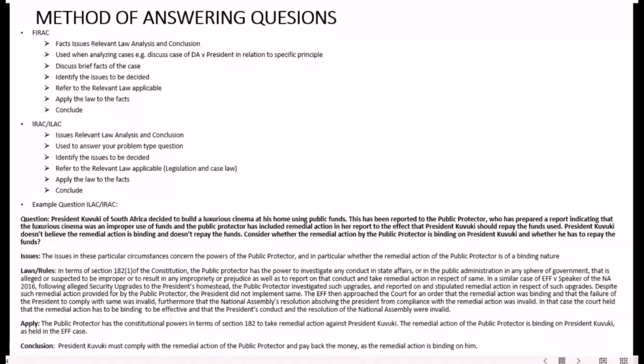Some people get confused about what they need to say in their conclusion. In the conclusion, you are answering the question that has been put. After outlining all your laws, all your rules, after applying, then you answer the question at hand. So yeah, that is my story on how you can answer your long problem type questions. I didn't do an example of FIRAC because it would have been too long. I just did this one so that you can know how to answer your problem type questions. And yeah, that is that.